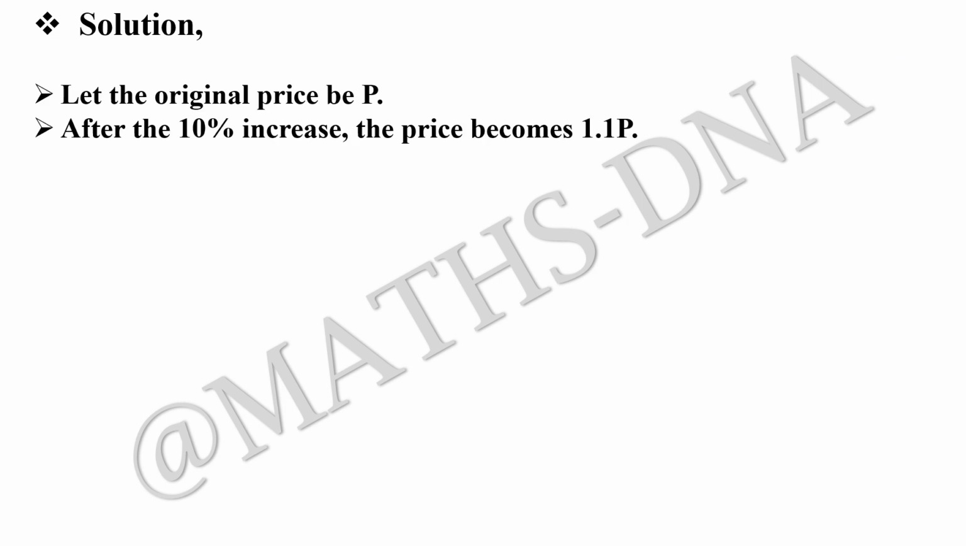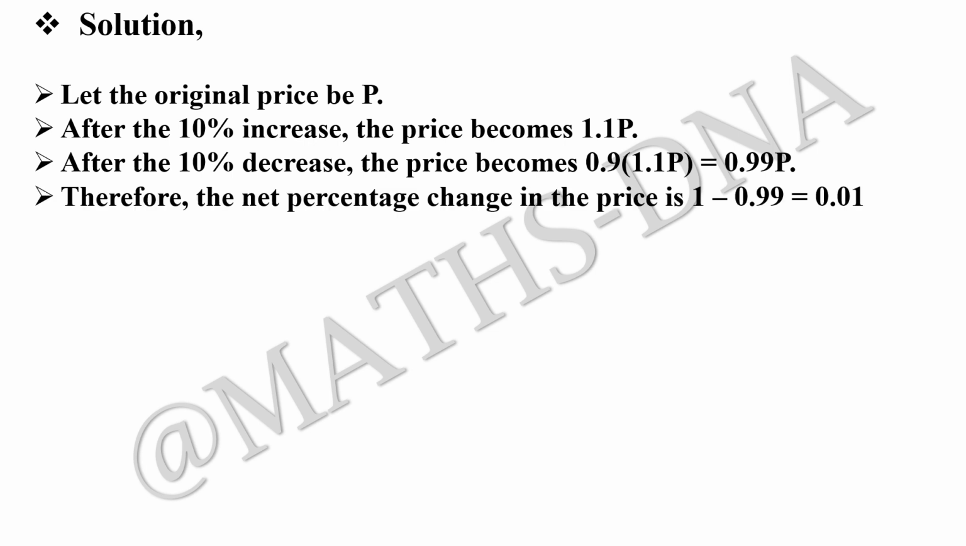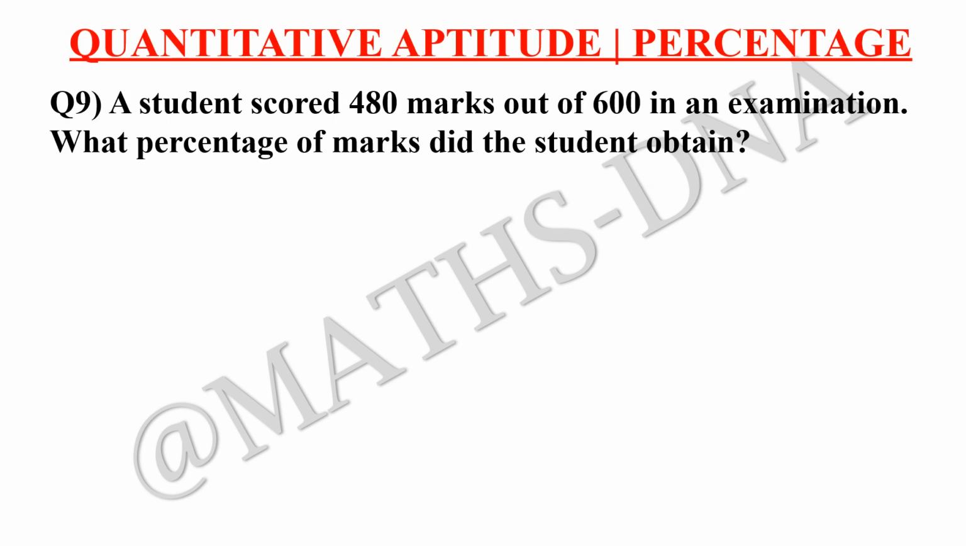Simple one. All you need to do is just take the original price to be P. After 10% increase, it will be 1.1P, and after 10% decrease, that is 0.9 into 1.1P, that is 0.99P, and therefore the net change will be 1 minus 0.99, that is 0.01, and converting it to percentage will be 1% decrease, and hence the correct answer is option C. Moving on to the next one.